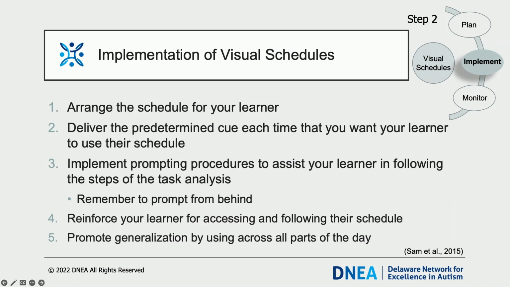After you finish planning, there are multiple steps to implement a visual schedule. First, arrange the schedule for your learner. Deliver the predetermined cue each time you want the learner to use their schedule. Implement prompting procedures to assist your learner in following the steps of the task analysis. Remember to prompt from behind. Reinforce your learner for accessing and following their schedule. Promote generalization by using the schedule across all parts of the day.